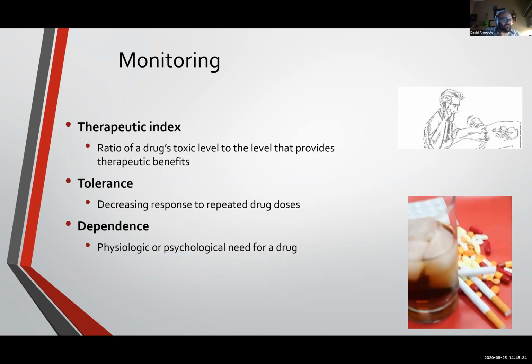Tolerance is a decreased response to repeated drug doses. The easiest one to think about is narcotics or any sort of IV drug use, but they constantly use and they stop getting the effect of the pain medication, so they need higher doses to actually take care of that. Versus dependence, where they actually have a physiologic or psychologic need to take that drug. Again, to make it easiest to think through, you think of IV drug use or any sort of drug abuse where they get to the point where their body starts requiring it before they start having symptoms if they don't take it.